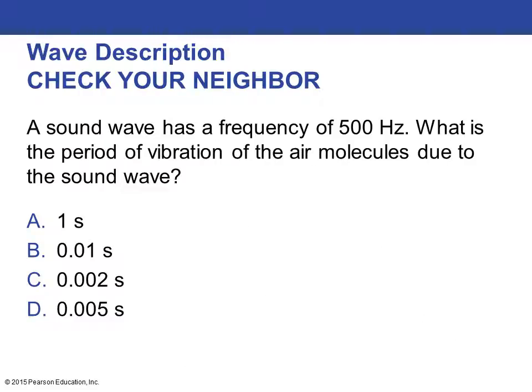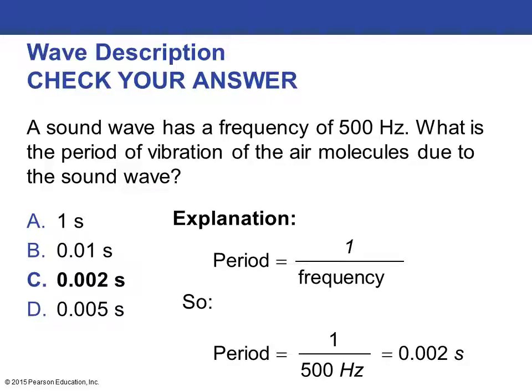So a sound wave, here, let's do a review question. A sound wave has a frequency of 500 hertz. What is the period of vibration of the air molecules due to the sound wave? Is the period 1 second, 0.01 seconds, 0.002 seconds, or 0.005 seconds? And again, you're going to be using those formulas from the last slide. So we're going to use the formula period equals 1 over the frequency. So 1 over 500 hertz, our frequency, would be 0.002 seconds.